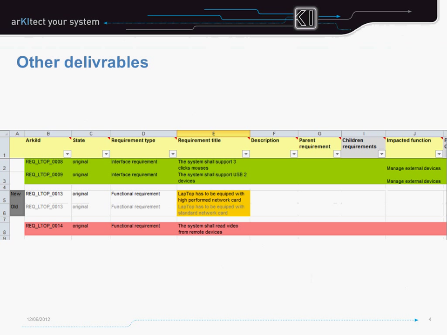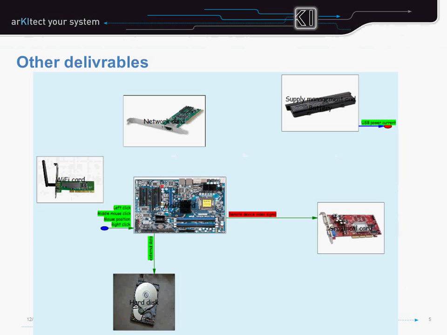Version management is a key issue when you update your specifications. This is why arKItect SEA creates a comparing document between your different requirements versions. Version comparing can also be done for the architecture diagrams.